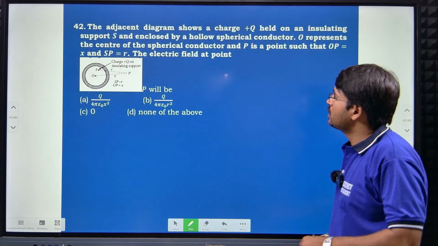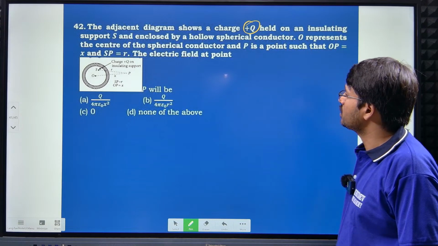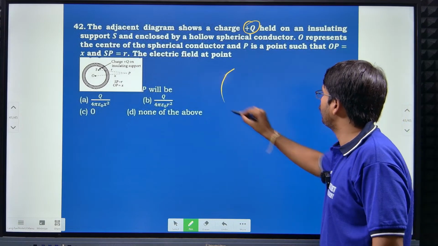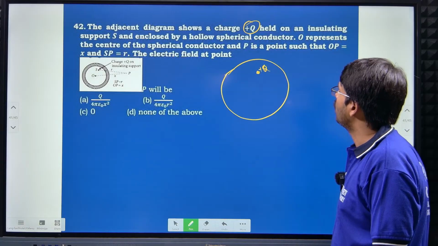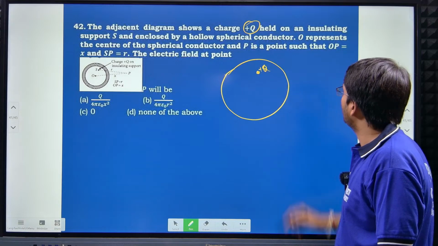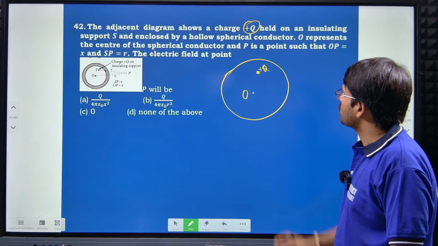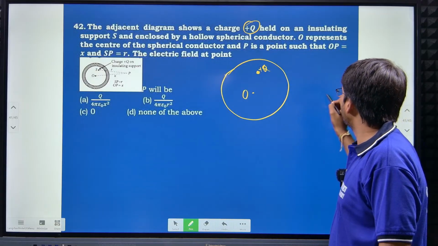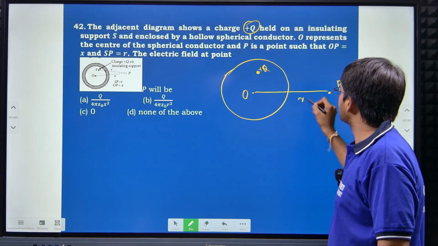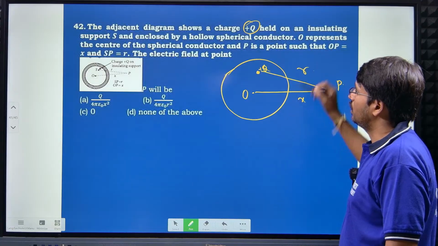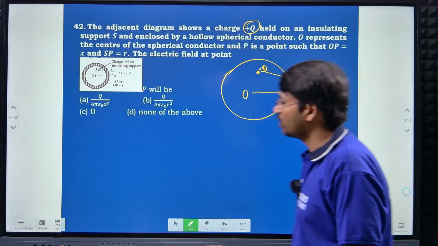Next, the adjacent diagram shows a charge +Q held on an insulating support S. Look at this diagram. If it is not clear, I will redraw it. At this point we have the +Q held by an insulating stud. O represents the center. P is a point such that OP is x, and this is R. What is the equation for the electric field at point P?